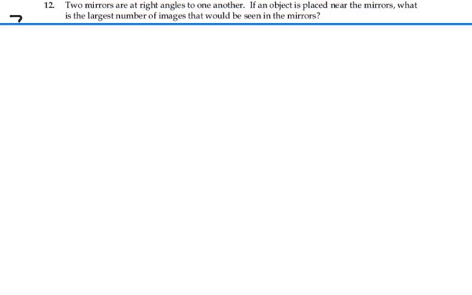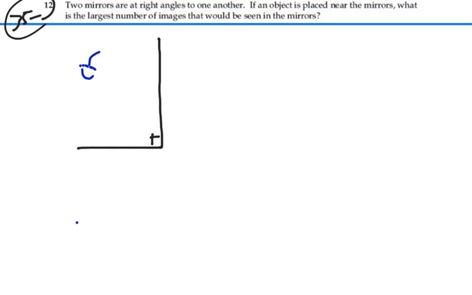Here's problem 3512. Two mirrors are at right angles to one another. If an object is placed near the mirrors, what is the largest number of images that would be seen in the mirrors? Let's imagine we have two mirrors at right angles to one another, and we have an object, and immediately we can see an image of that object in each mirror.